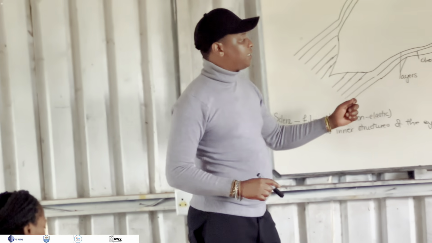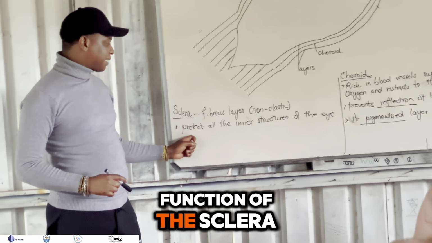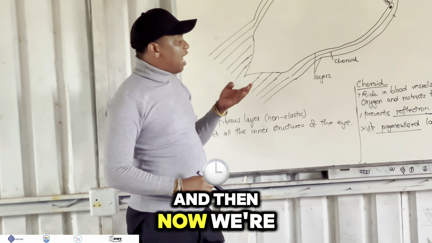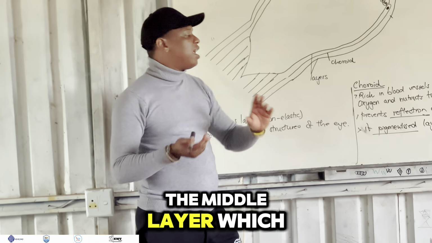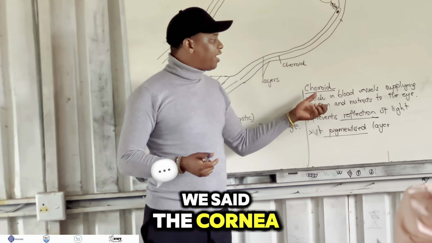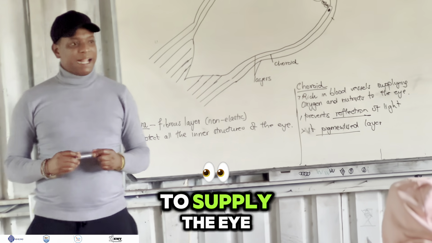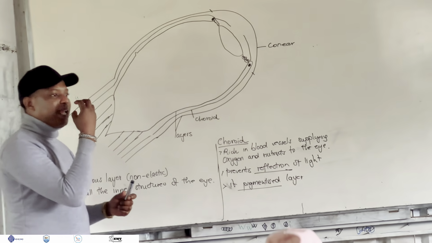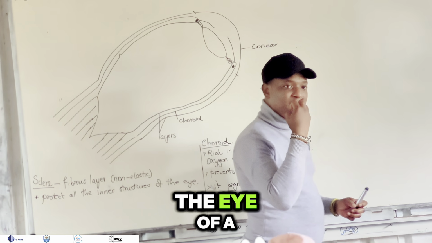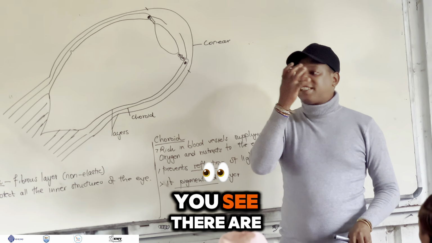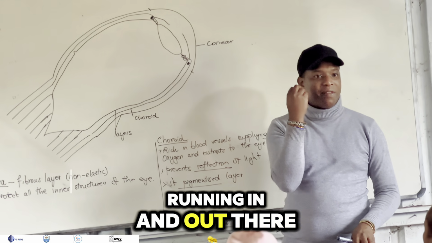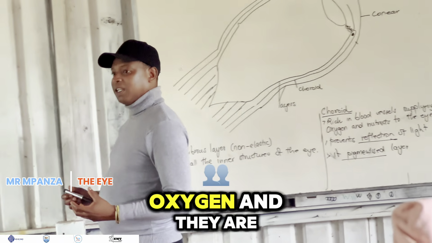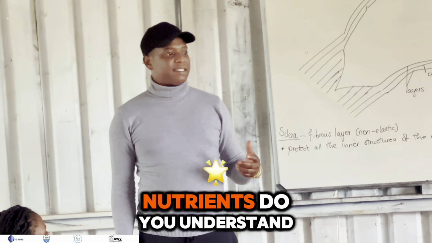What's the function of the sclera? To protect all the inner structures of the eye. And then we're looking at the second layer, the middle layer, known as the choroid. We said the choroid is rich in blood vessels to supply the eye with oxygen and nutrients. In the eye of a human being, you see there are so many blood vessels running in and out. Those blood vessels are there to supply oxygen and nutrients. Do you understand?